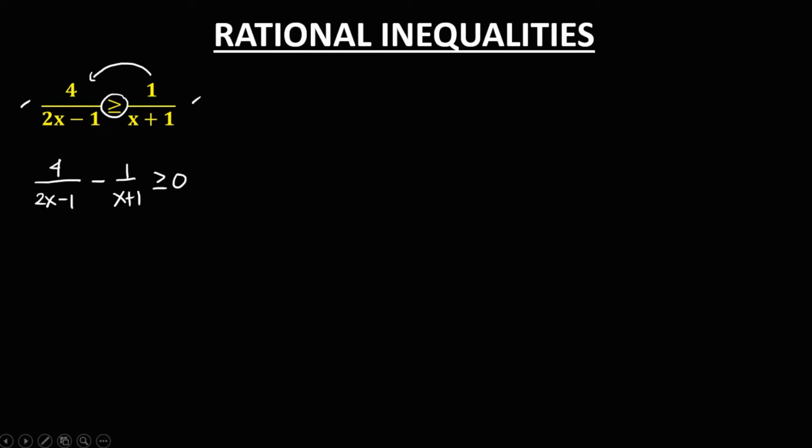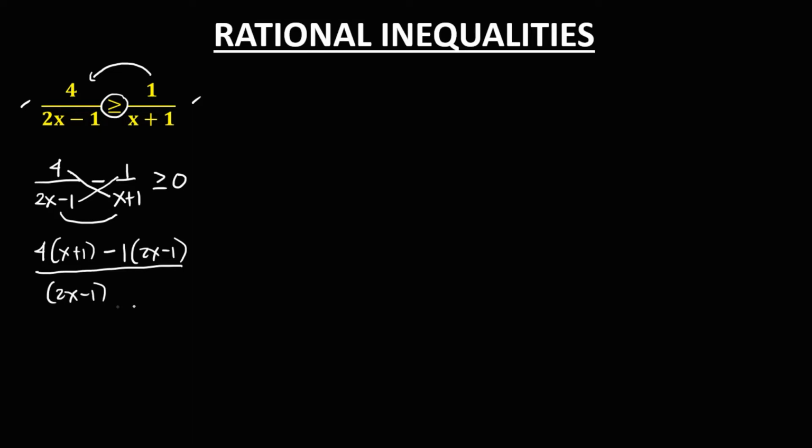Then simplify, using the butterfly method. Multiply this 4 and x plus 1. So 4 times x plus 1, then minus this 2x minus 1 times 1, so 1 times 2x minus 1, then over the product of these two denominators. So 2x minus 1 times x plus 1, then greater than or equal to 0.